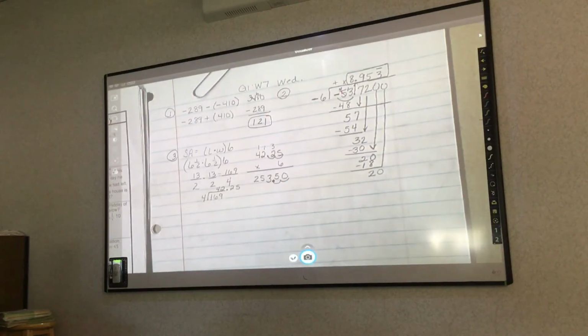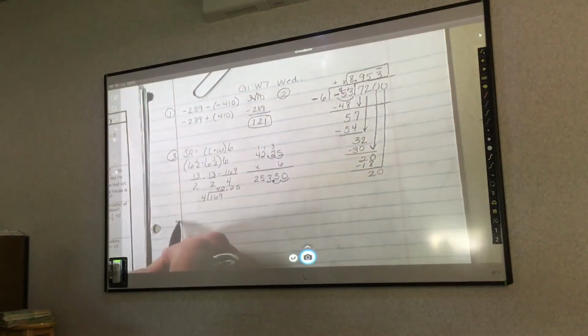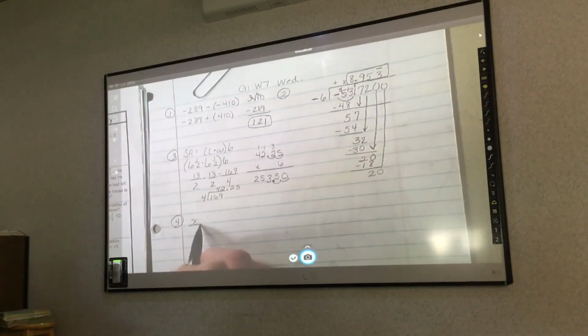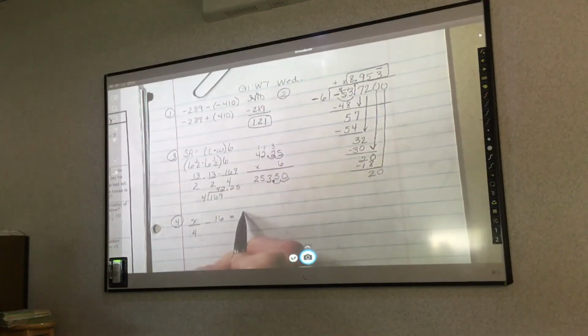Number 4. I thought we were supposed to do that one. I got it right. Good. X divided by 4 minus 16 equals a negative 32.